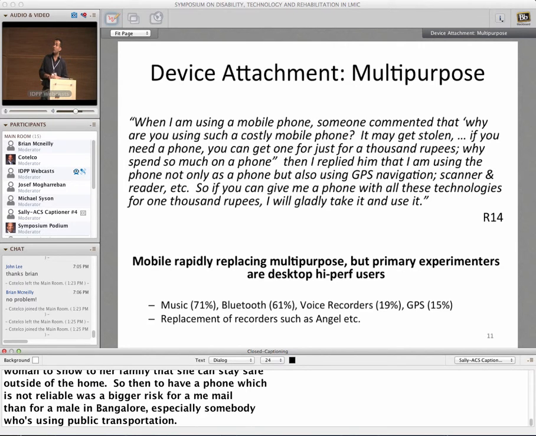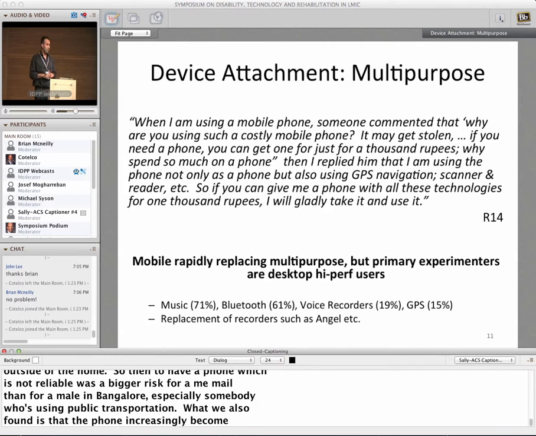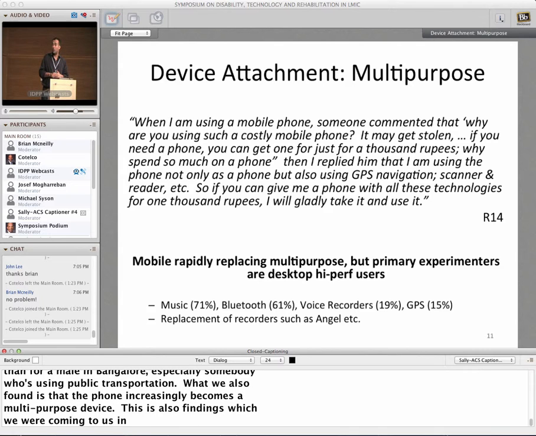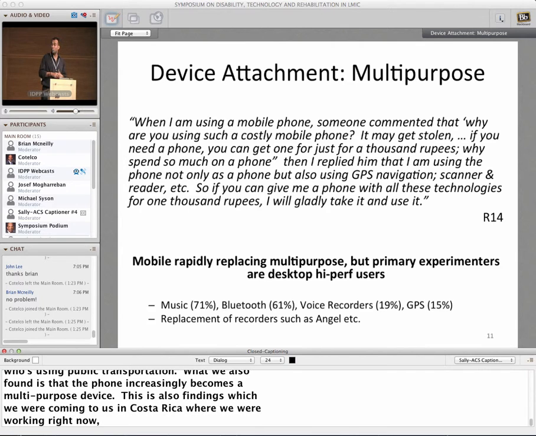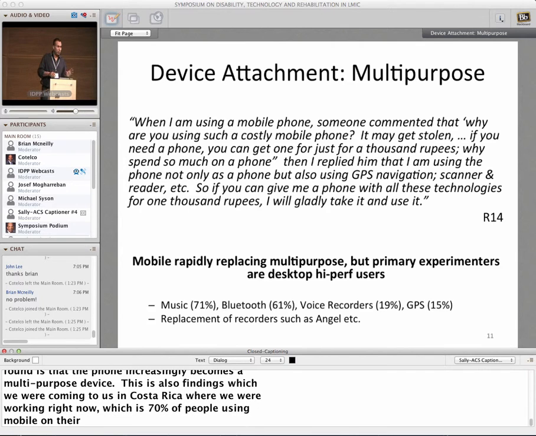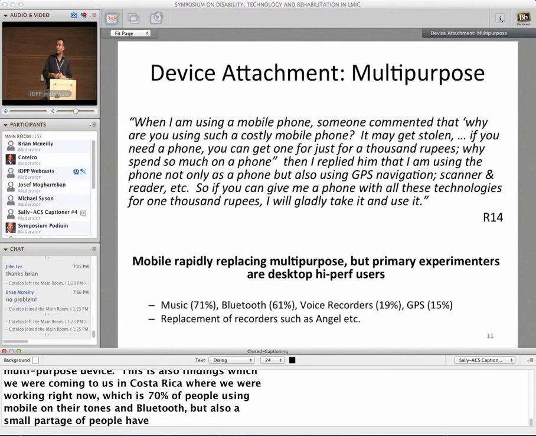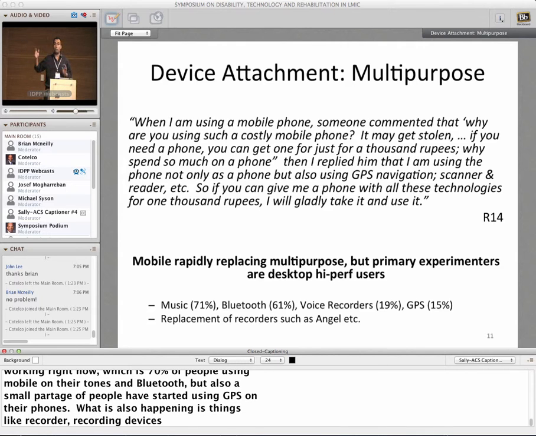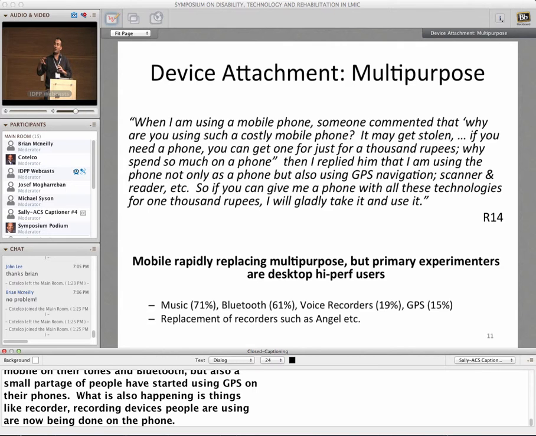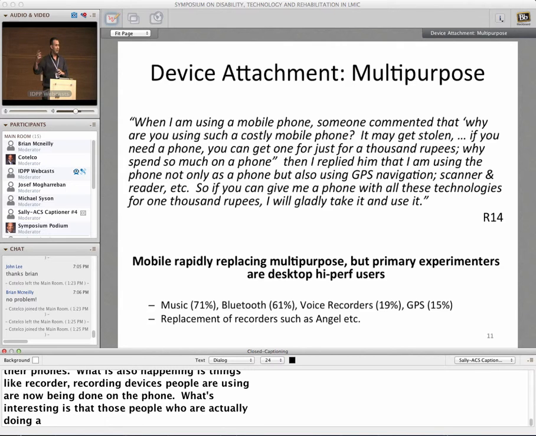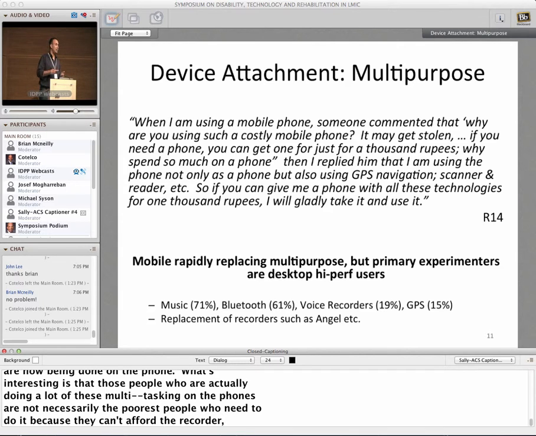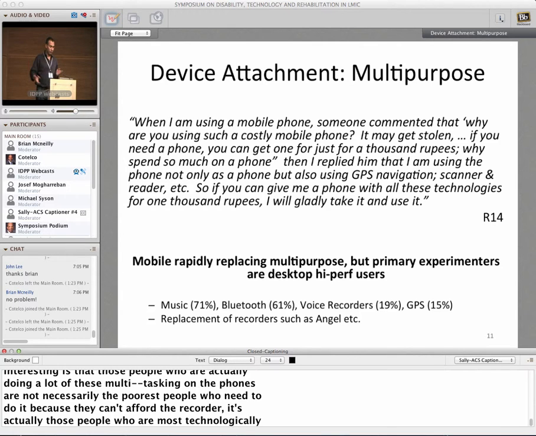What we also found is that the phone increasingly becomes a multi-purpose device. Of course, this is also a finding which we're coming across in Costa Rica, where we're working right now: 70% of people are using mobile phones and Bluetooth, but also a small percentage of people have started using GPS on their phones. Recording devices, like the Angel Recorder, are now being replaced by the phone. But what's interesting is that those people doing a lot of this multitasking on the phones are not necessarily the poorest people who can't afford the recorder. It's actually those people who are most technologically advanced, so they can play around with newer features on the phone.